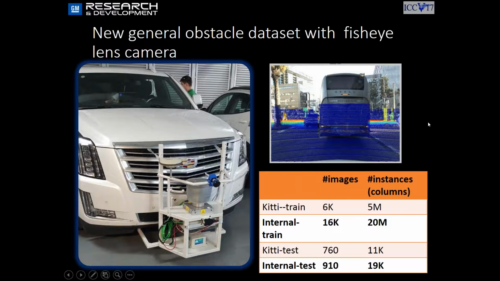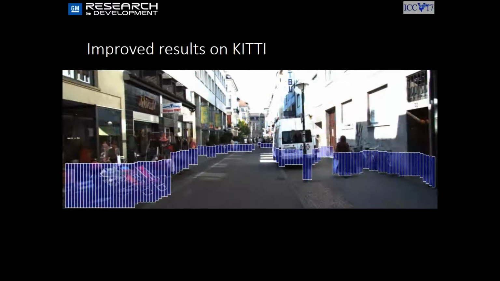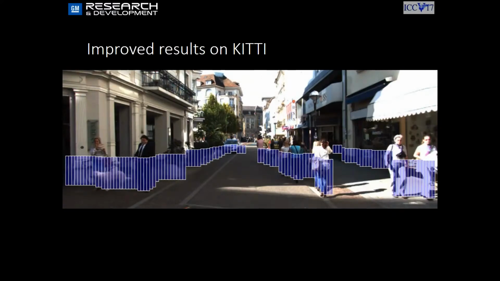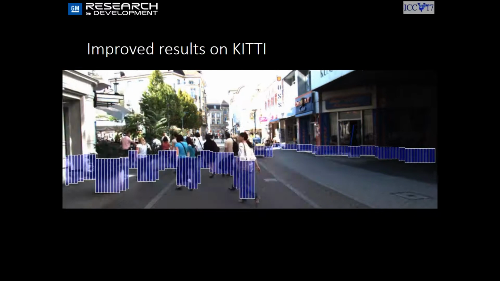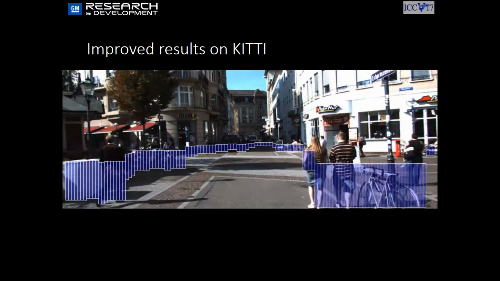And we collected a large amount of examples, and then trained a neural network which has an object detection branch, but also a bit larger StixelNet 2 architecture, which detects the general obstacles. And you can see that just by using this internal dataset and the new automated ground truth, we were able to reach much more reliable obstacle detection on the KITTI dataset.